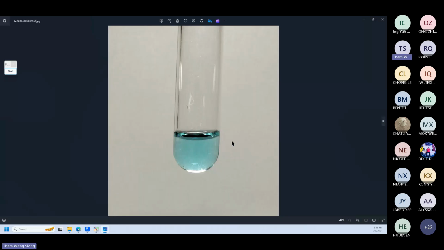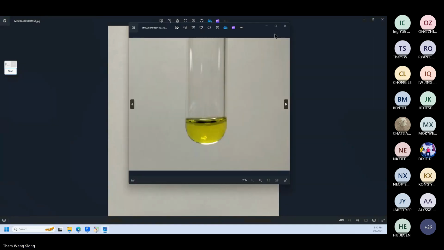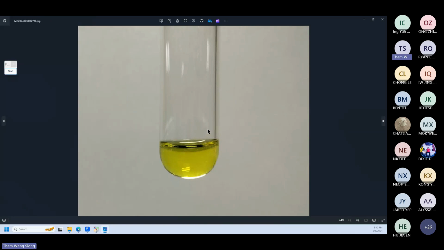Okay. Can everybody see my screen? You guys can screenshot it. That is FA. Okay, screenshot ready. This is FA7.